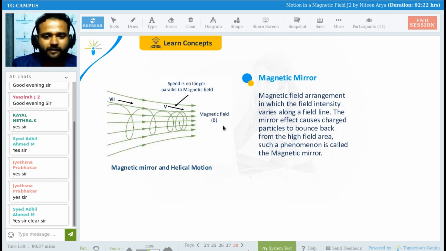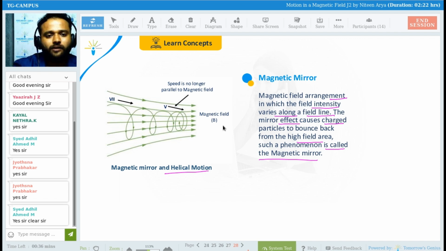Now this is the magnetic mirror. What is a magnetic mirror? It is a magnetic field arrangement in which the field intensity varies along a field line. The mirror effect causes the charged particle to bounce back, behaving like a mirror. That particular device is known as a magnetic mirror. The particle bounces back from the high field area, and such a phenomenon is called a magnetic mirror. This is just for the application part of helical motion; they don't ask many questions from it.